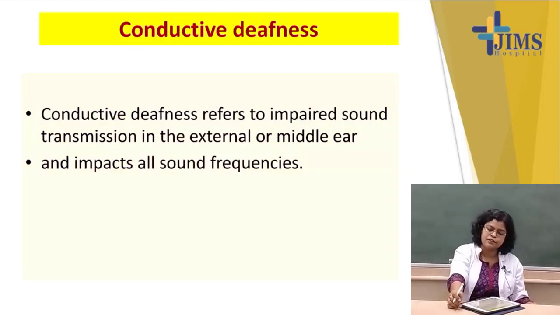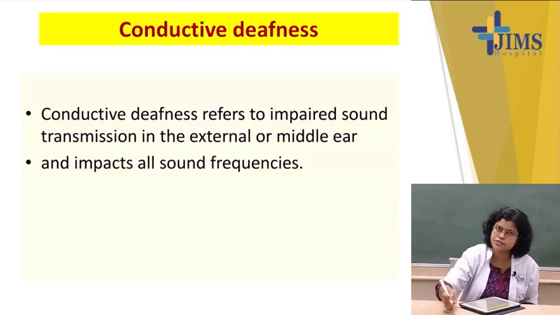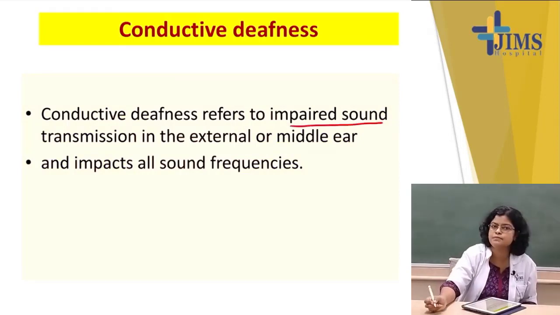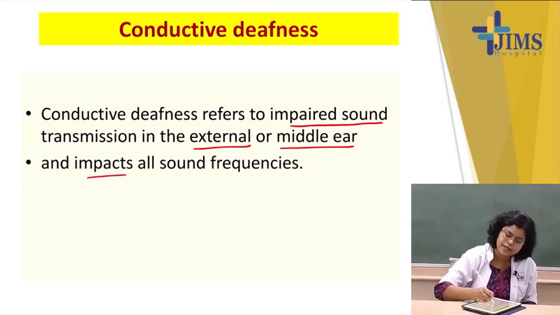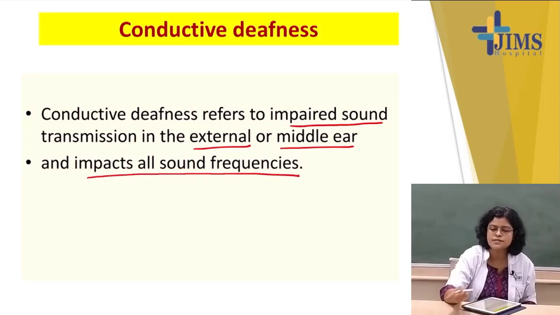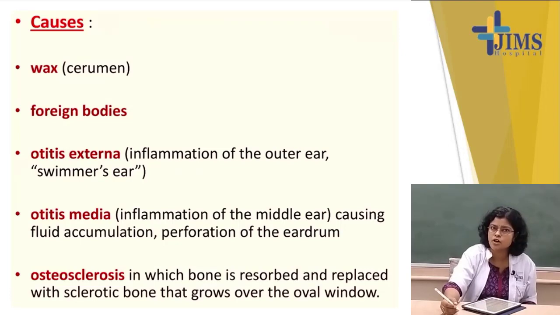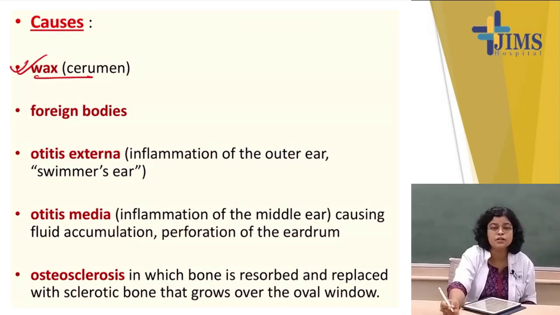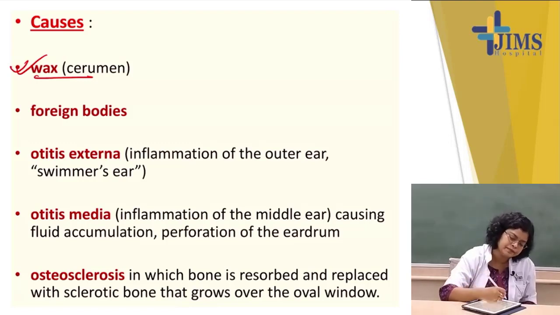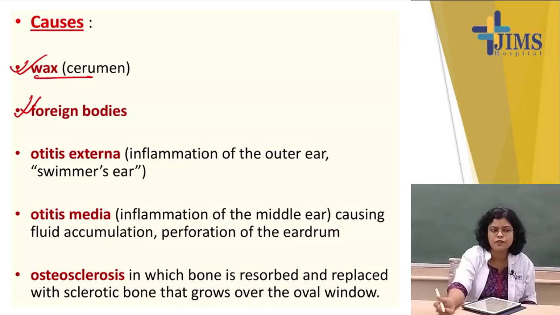First, conductive deafness. Conductive deafness refers to impaired sound transmission in the external or middle ear, and it impacts all sound frequencies. Now what are the causes of conductive deafness? First, and a very common cause in children, is wax accumulation, cerumen deposition. That will lead to conductive deafness. Then a foreign body will also lead to conductive deafness.